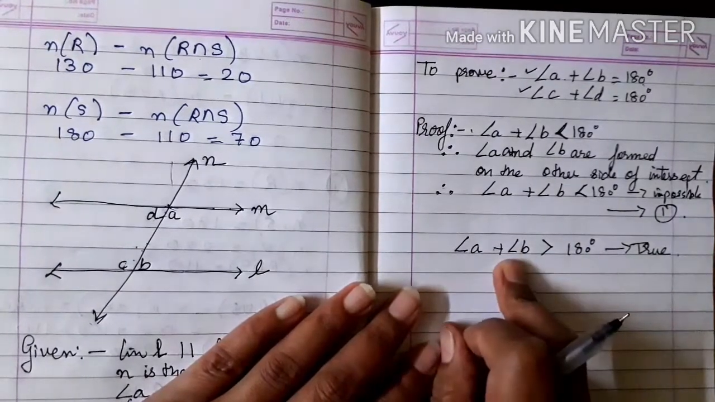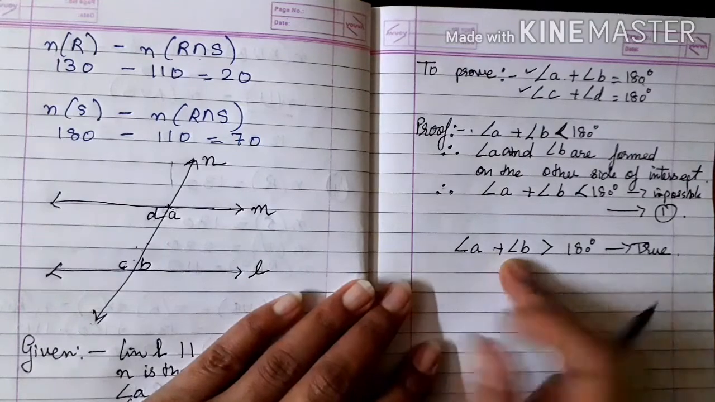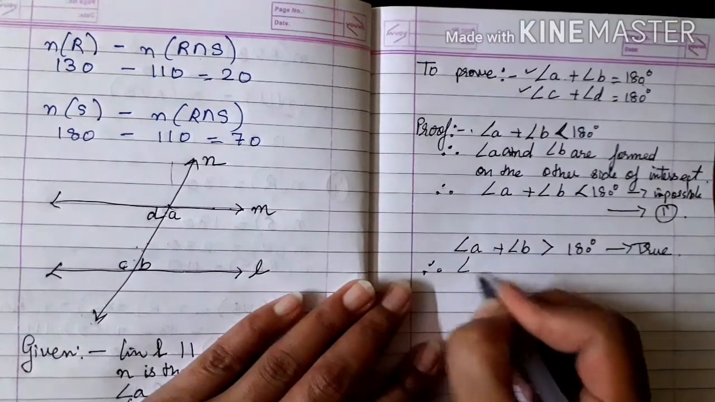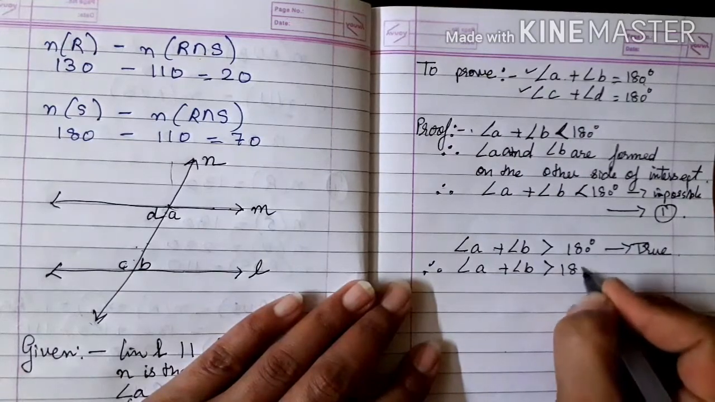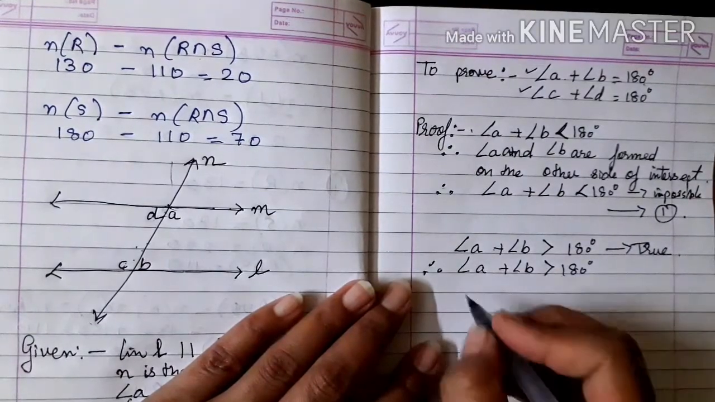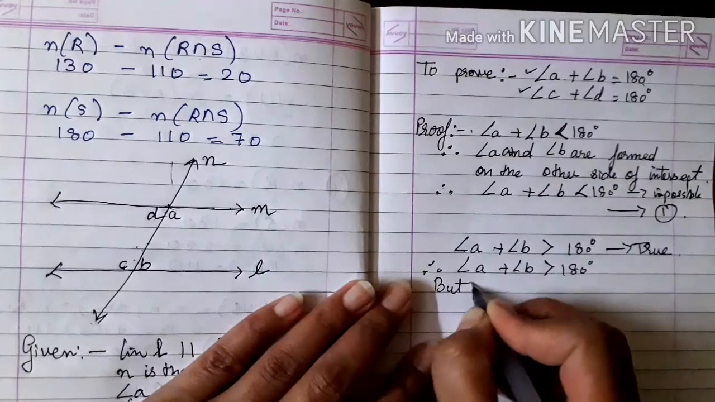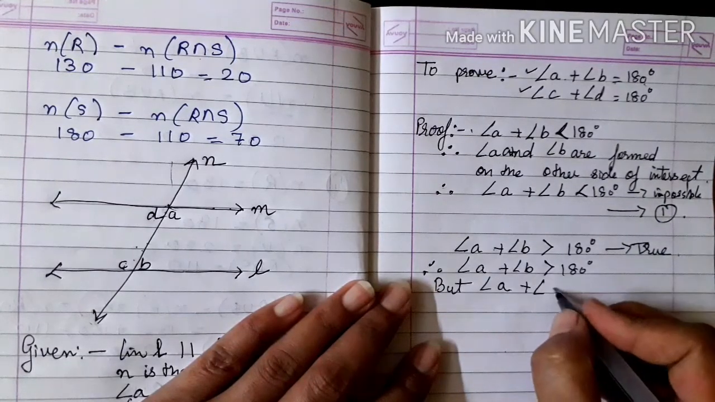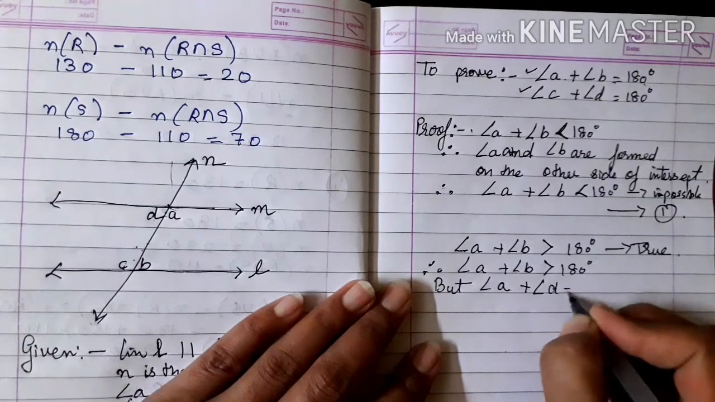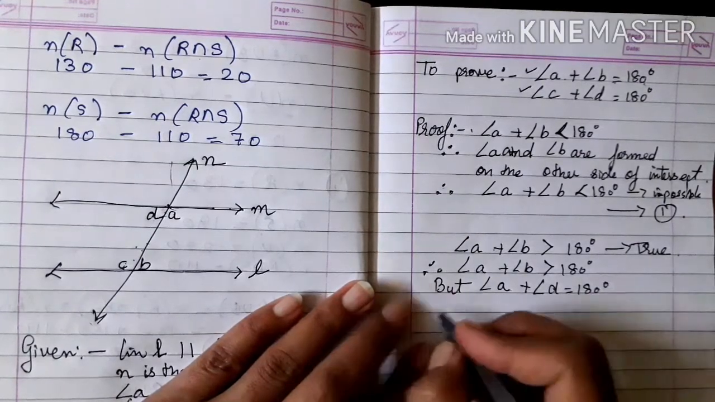Now we have to take this possibility. Therefore, angle A plus angle B is greater than 180 degrees, but angle A plus angle D is equal to 180.